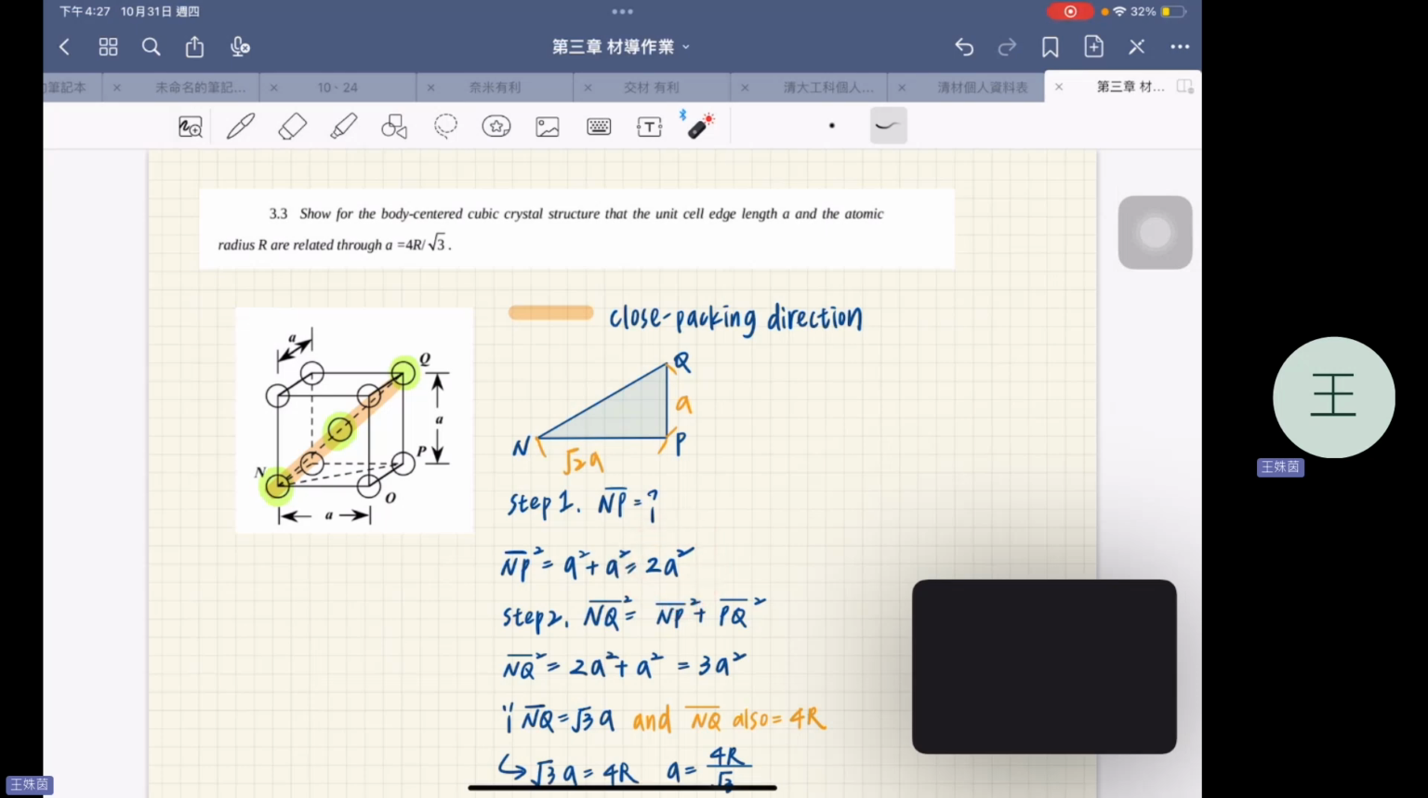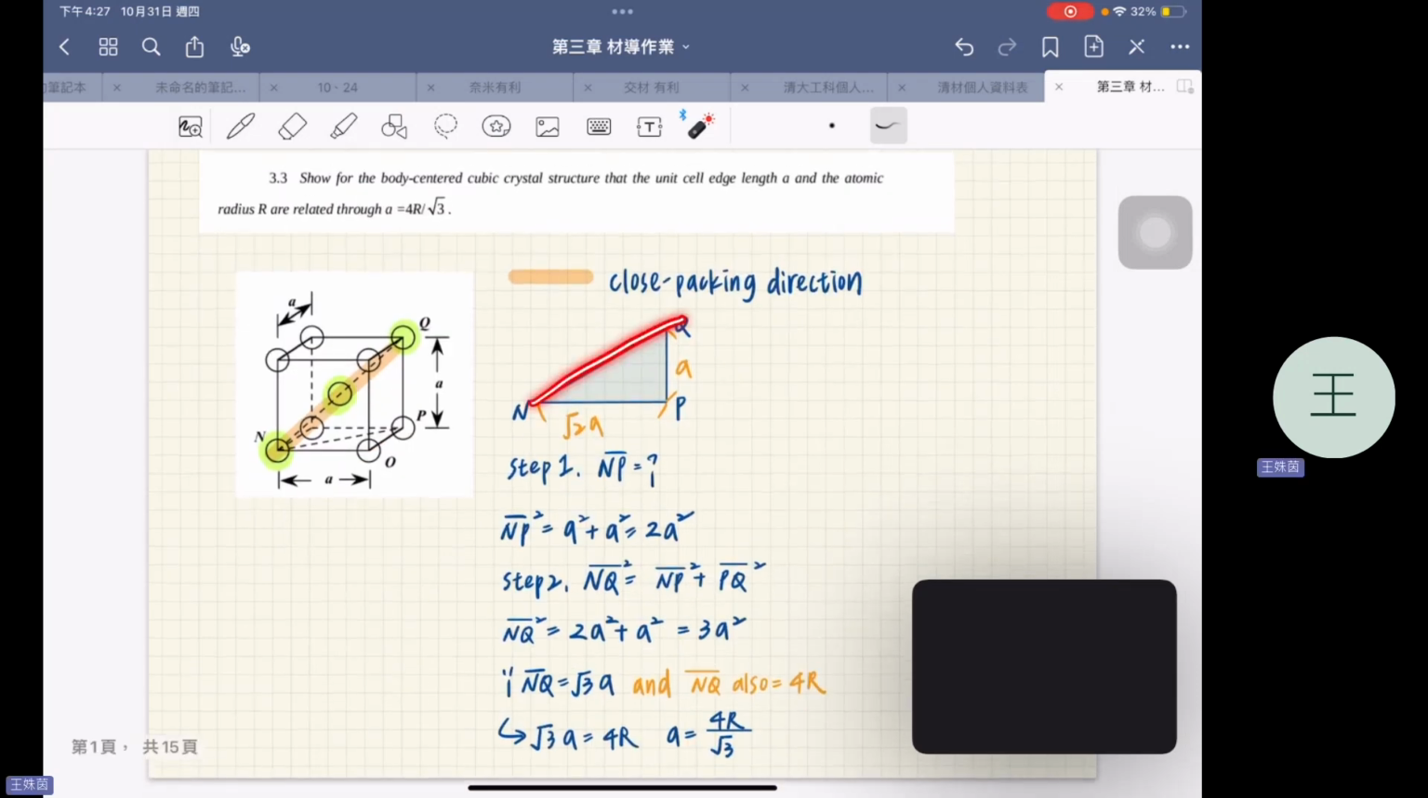Okay, so then we need to know this. So use the same method. NP squared added by PQ squared equals to NQ squared. Okay, so we put 2A squared added by 1A squared equals to 3A squared. So we know this length equals to the square root of 3 times A.